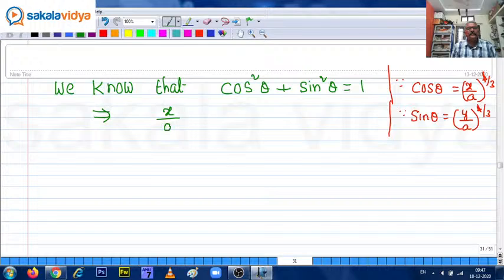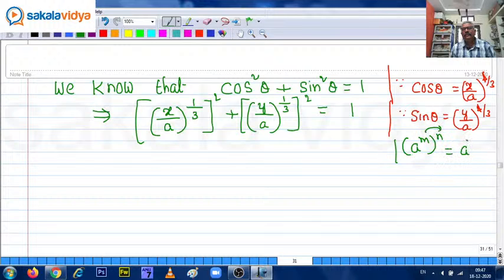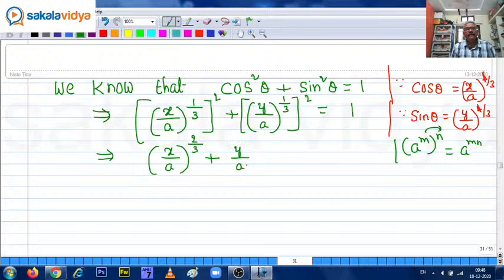this we can write (x by a whole to the power of 1 upon 3) whole square plus (y upon a whole to the power of 1 by 3) whole square equals 1. In 8th class we have studied one formula: a to the power of m whole to the power of n, you can write a to the power of mn. So that means 2 into 1 by 3. This becomes (x by a) whole to the power of 2 by 3 plus (y by a) whole to the power of 2 by 3 equals 1.